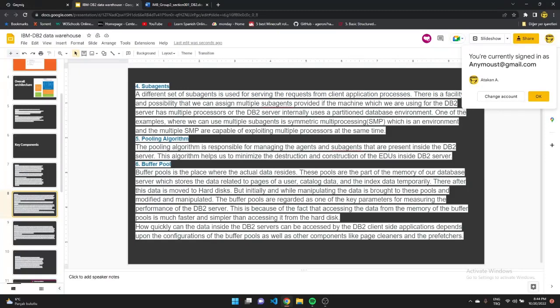It has to be parallel. The pooling algorithm is responsible for managing the agents and subagents that are present inside of the DB2 server. This algorithm helps us minimize the destruction and construction of EDUs because, again, that wastes resources.